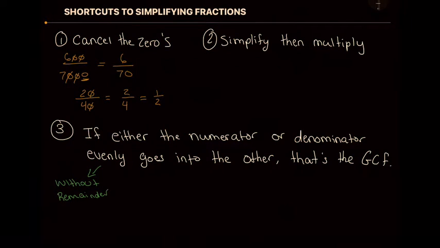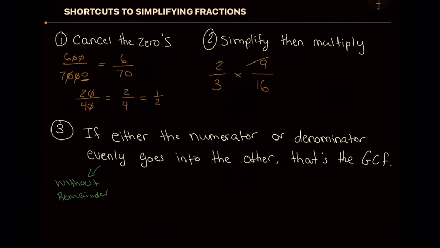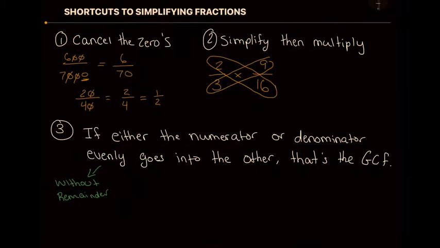The second shortcut is to simplify, then multiply. This means if we're multiplying 2 fractions, such as 2 over 3 times 9 over 16, we can find the greatest common factor between the diagonal numbers and divide the numbers by that number. This will give us the most simple fraction after we multiply.